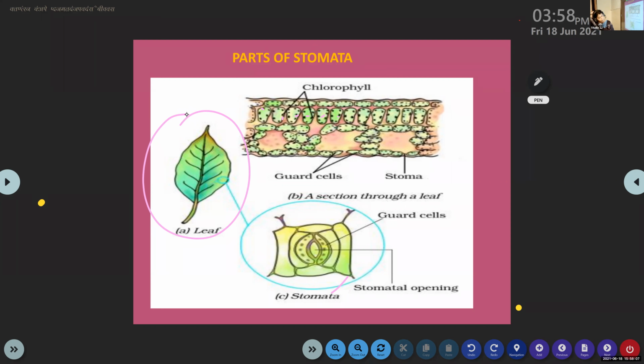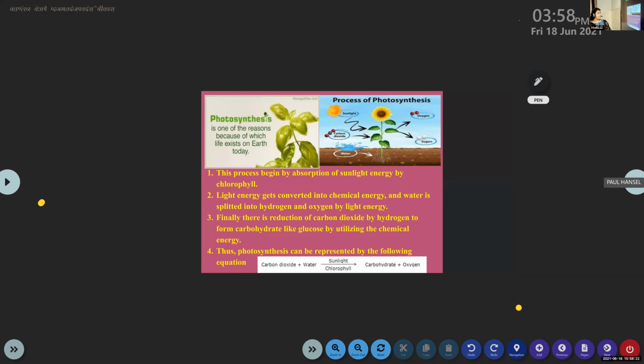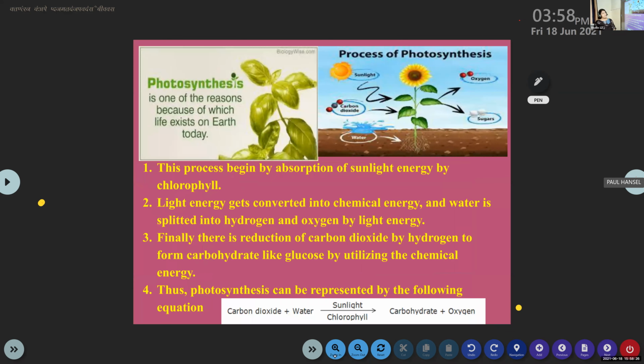You will be learning all that in higher classes, because these all have scientific, botanical names. That is what we learn when you go to 8th standard biology. Clear? So this is the opening of the stomata, how it looks. Clear? So let me come to the detail of photosynthesis.